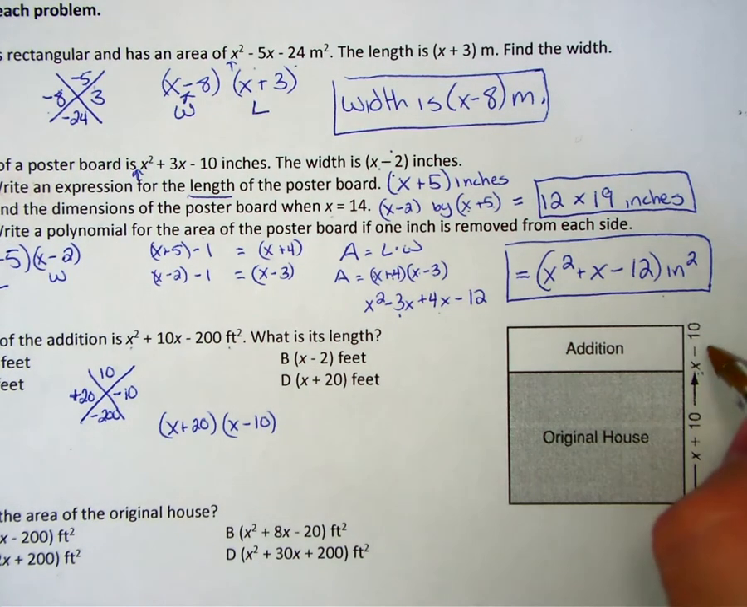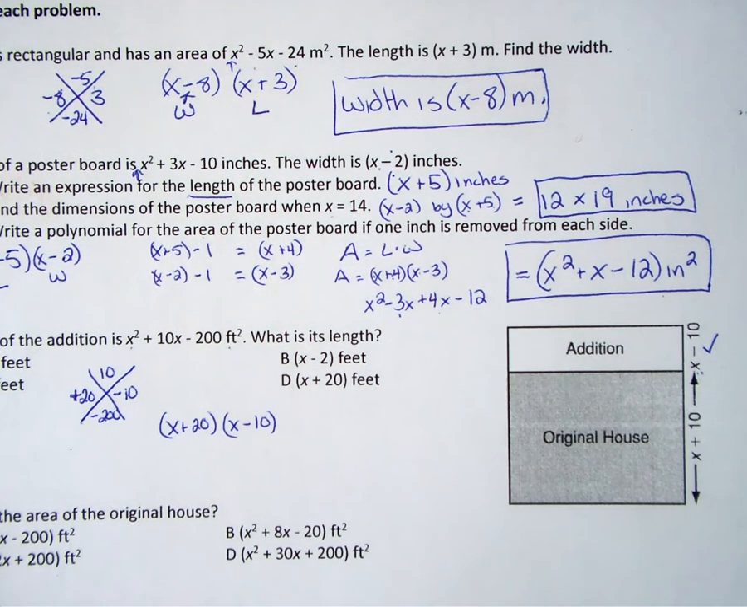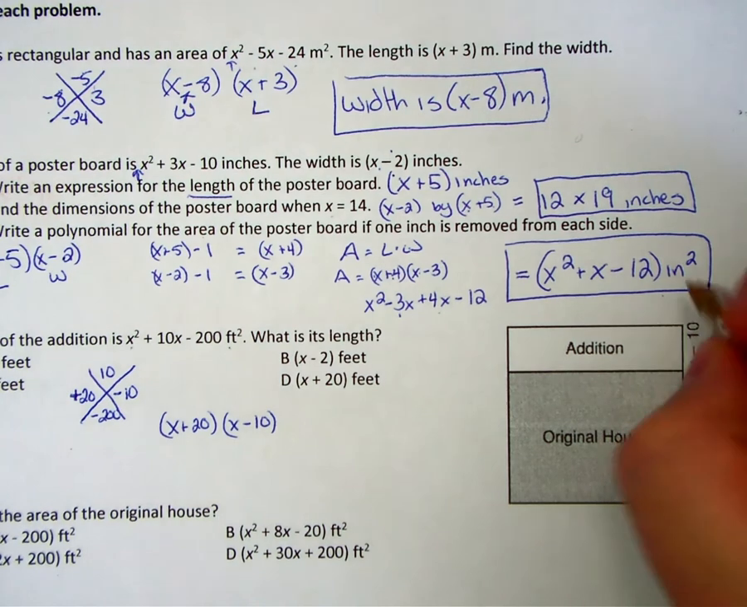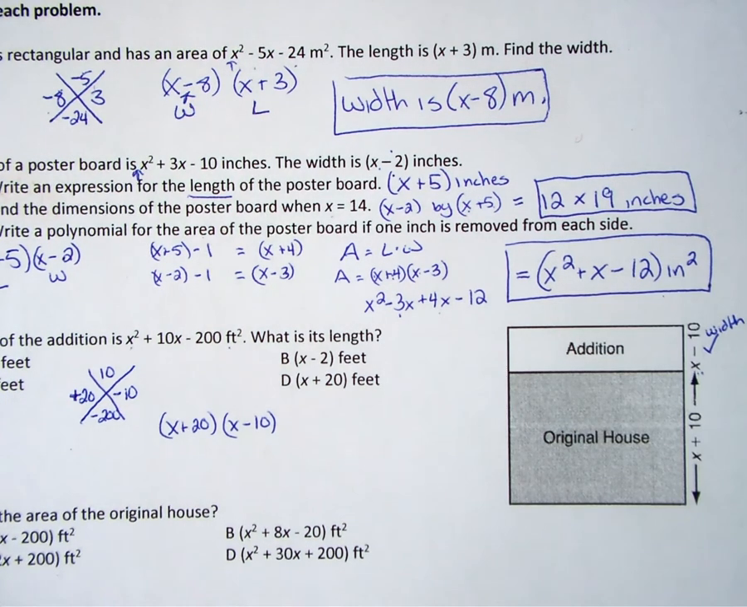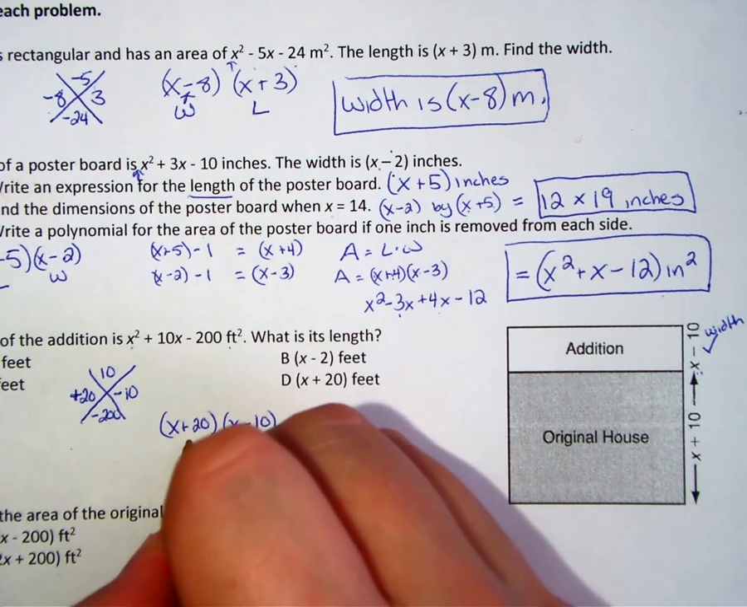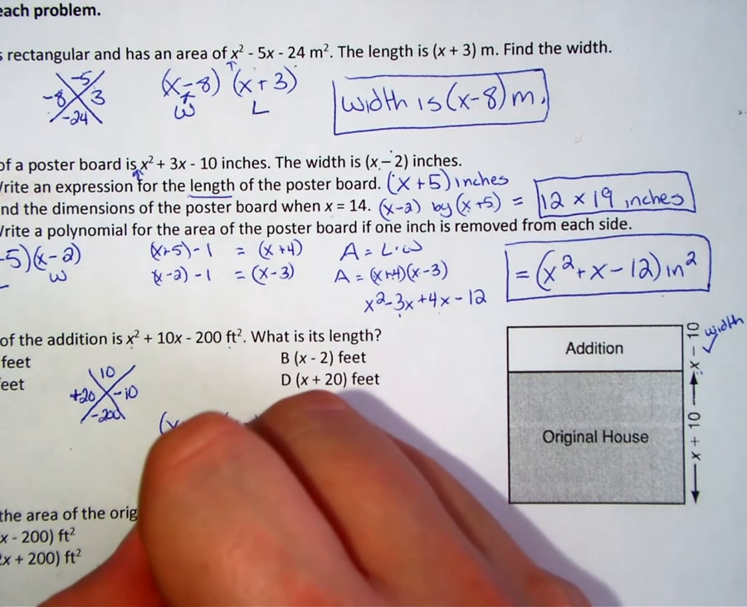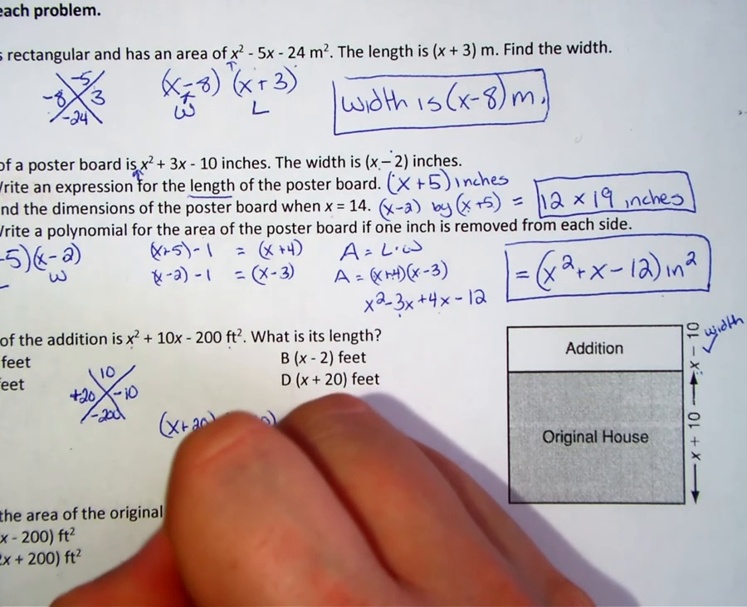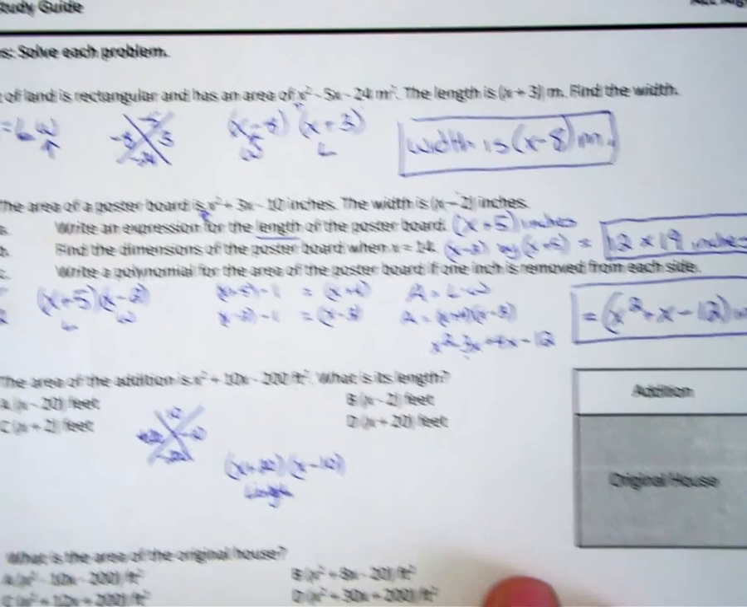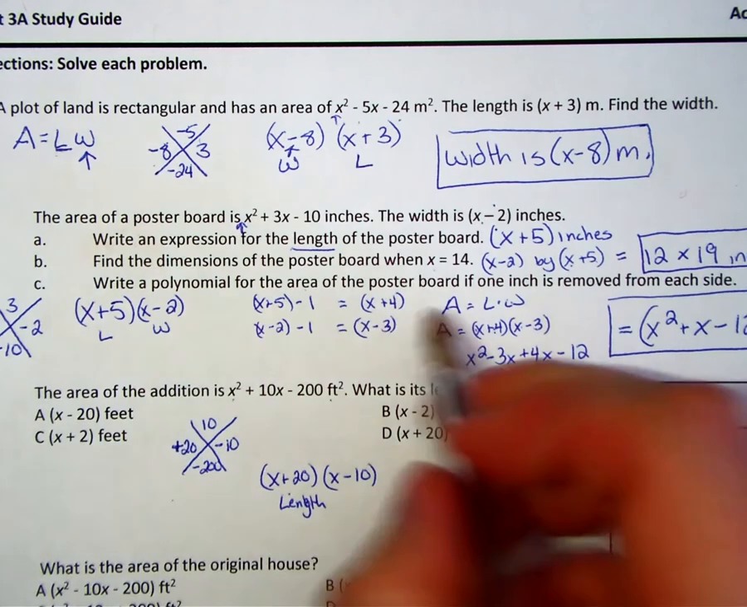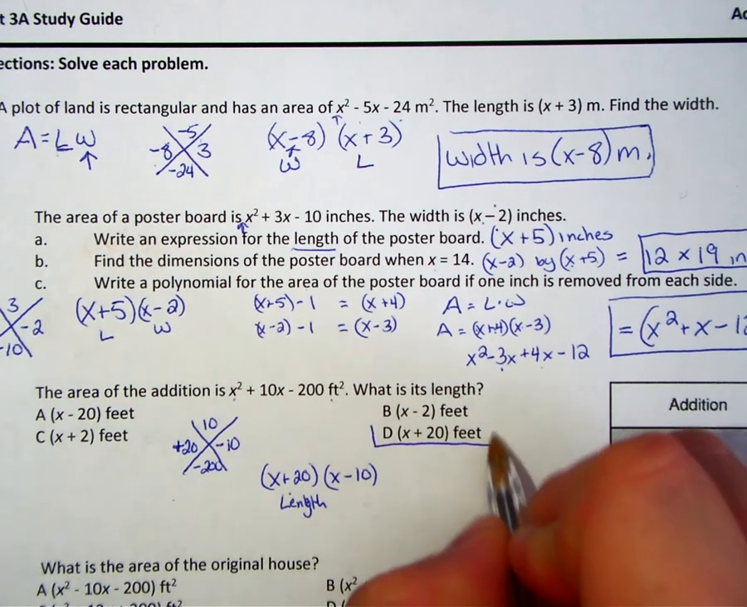Well, I can see over here on the addition that x minus 10 is one of the dimensions for our particular shape. So x minus 10 is not going to be the length, it's going to be our width. Which means the other dimension, x plus 20, has got to be our length. And sure enough, D is an x plus 20 feet.